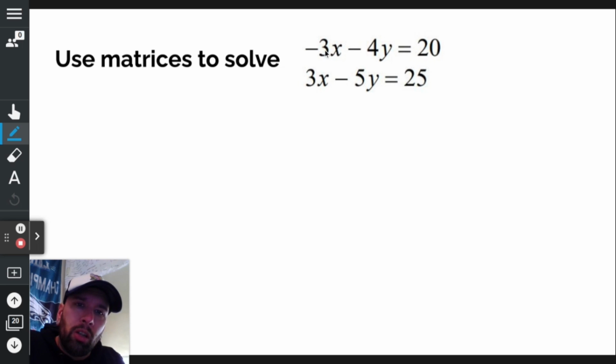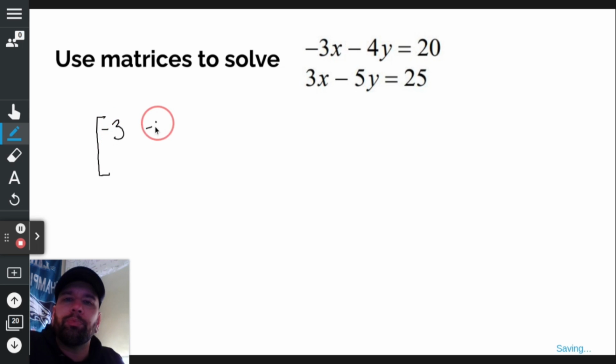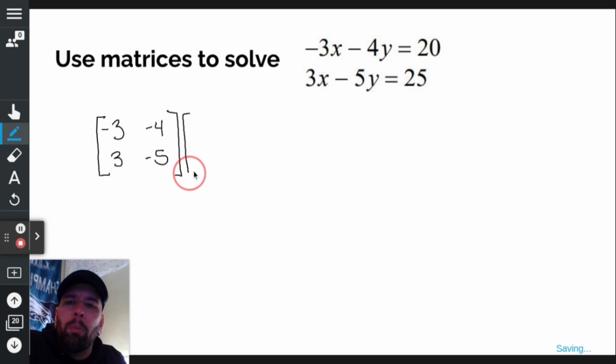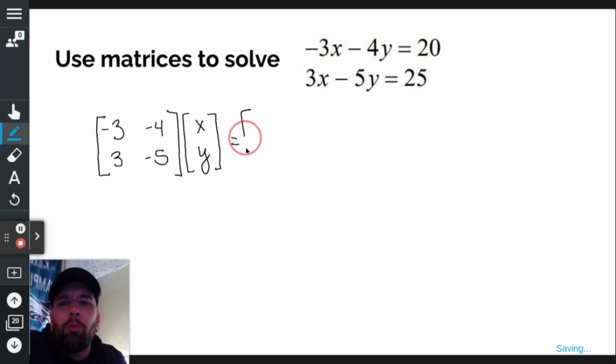What you're going to do is take the coefficients of the top and the bottom equation and make that a 2 by 2 matrix. So negative 3 and negative 4, 3 and negative 5. I'm going to make another matrix that involves the x and the y, and it's going to equal a 2 by 1 that involves what the constants are over here.